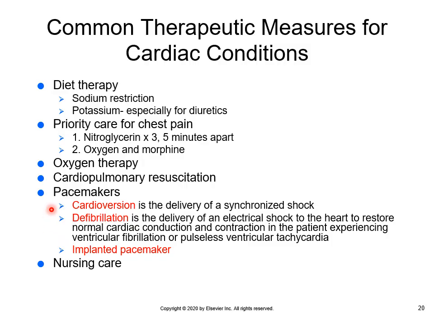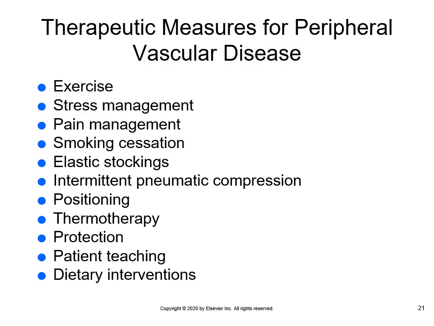Pacemakers: there is a cardioversion, where there's a delivery of a synchronized shock, and then defibrillation, this is an electrical shock to the heart to kind of restore the normal cardiac conduction. And then implanted pacemakers are for those patients that have, let's say, a problem with their SA node, which is the normal pacemaker of the body. Then we can do an implanted pacemaker. It could help with initiating those electrical impulses.